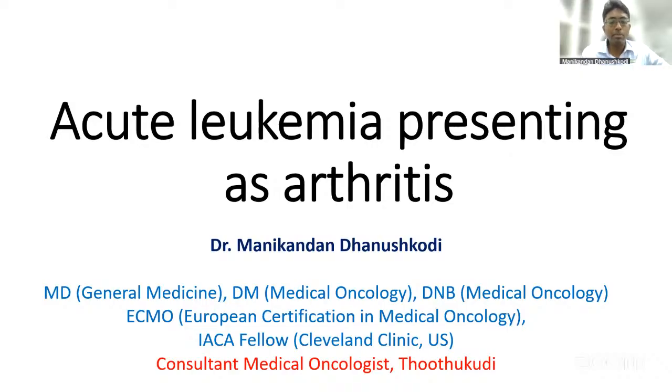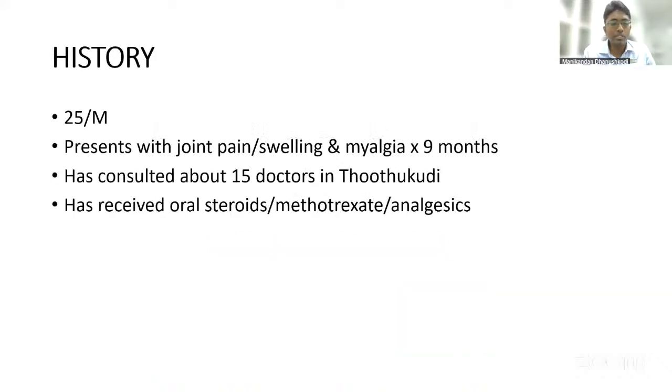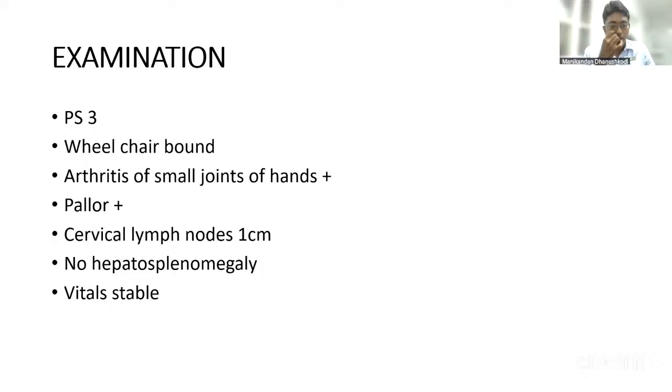So today I'll be presenting a patient with acute leukemia that presented as arthritis. So this is a 25-year-old boy. Actually, he's a son of a fisherman. He has presented with a long history of joint pain, swelling, and myalgia for around 9 months. He has consulted multiple doctors in Thoothukudi, and he has received multiple courses of oral steroids, methotrexate, and multiple analgesics.